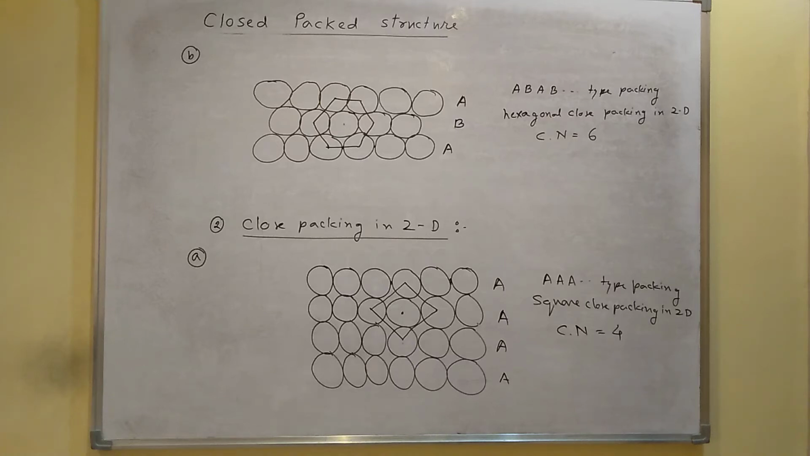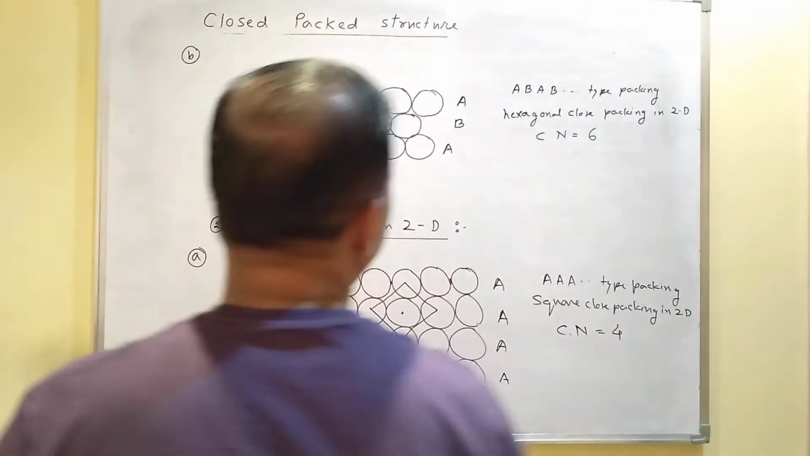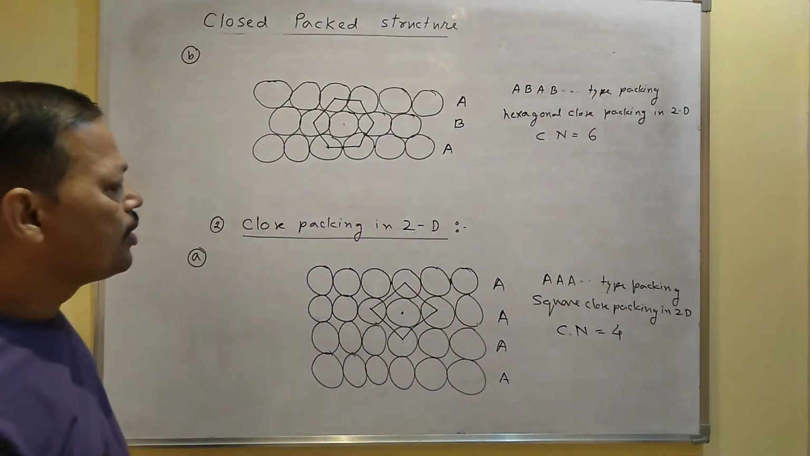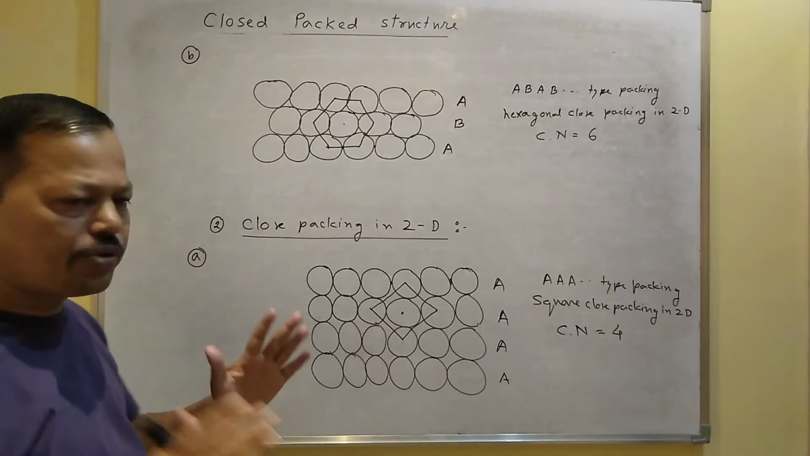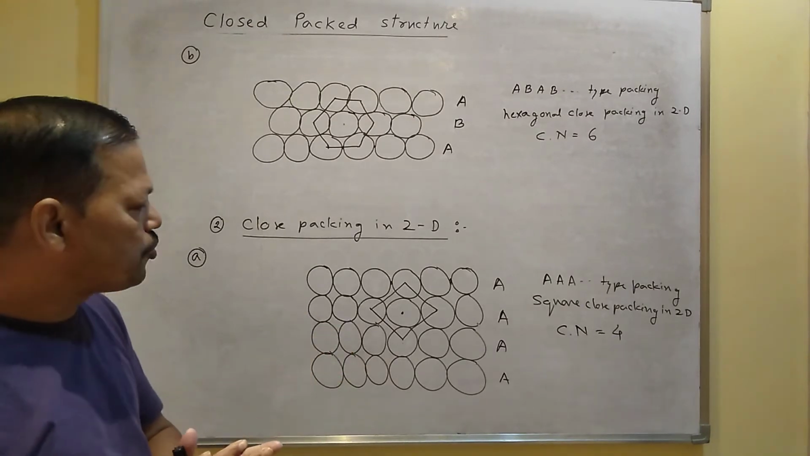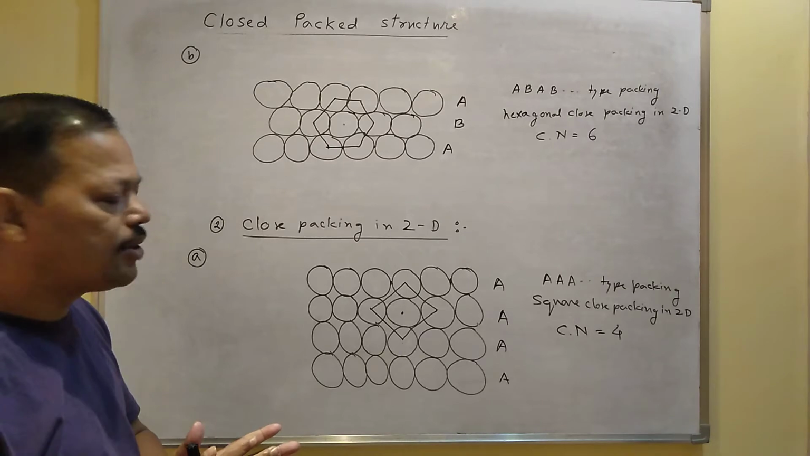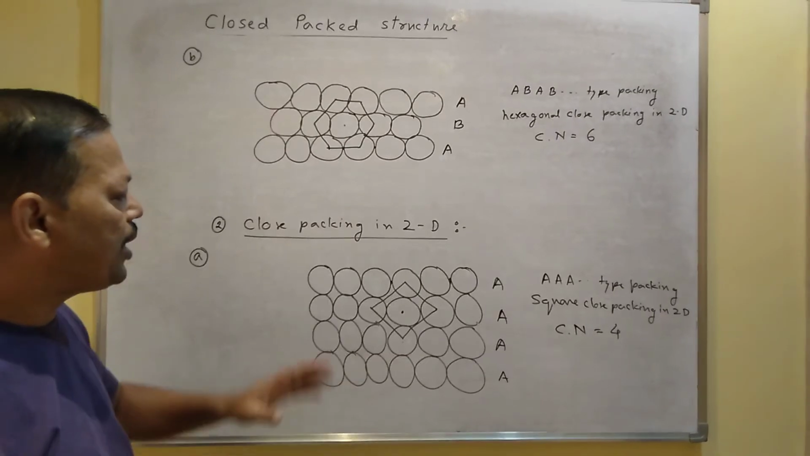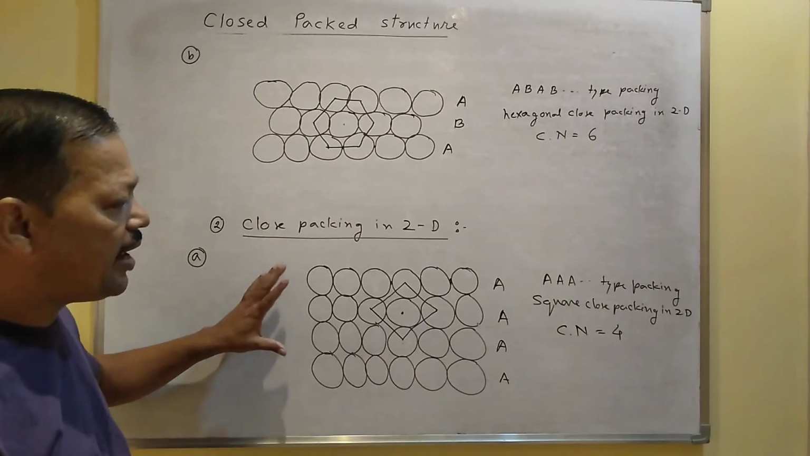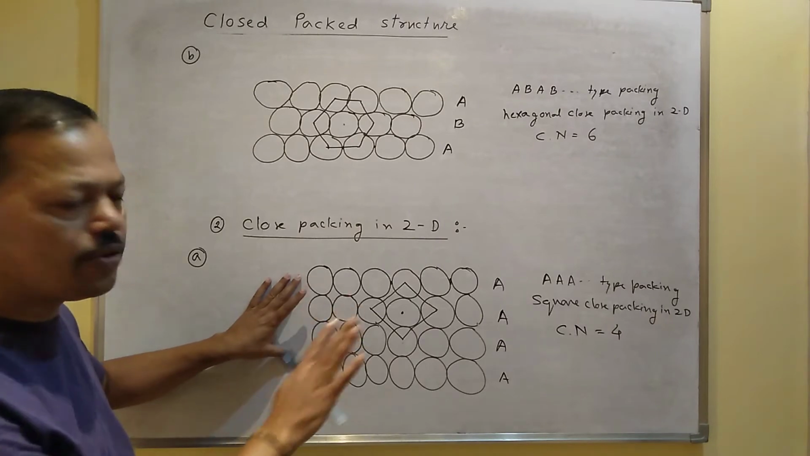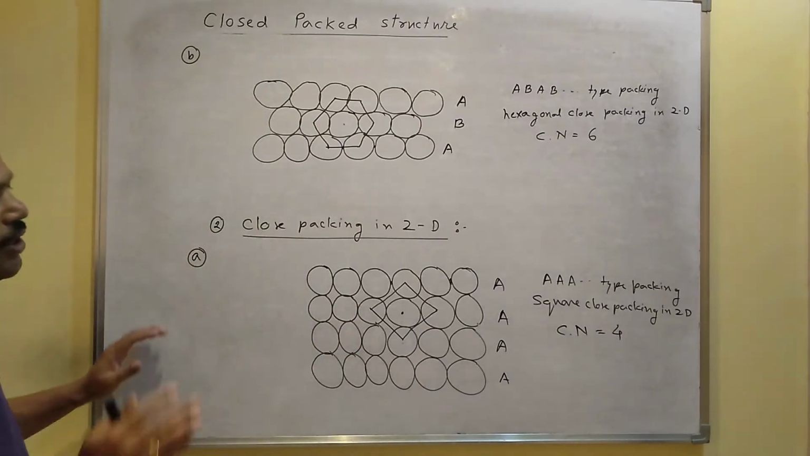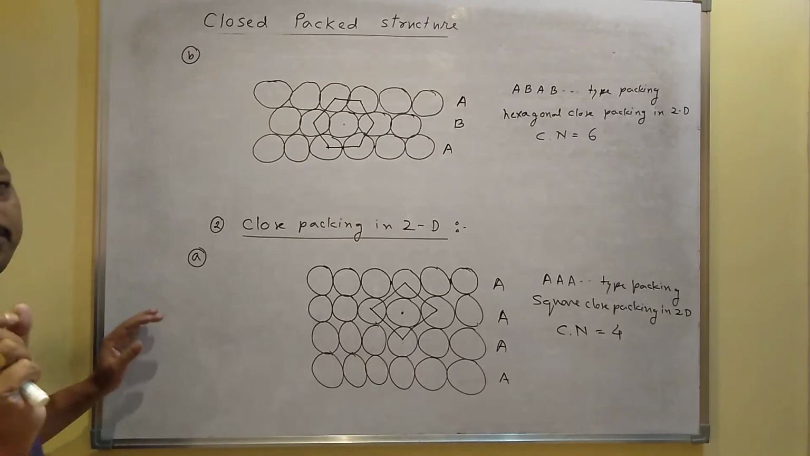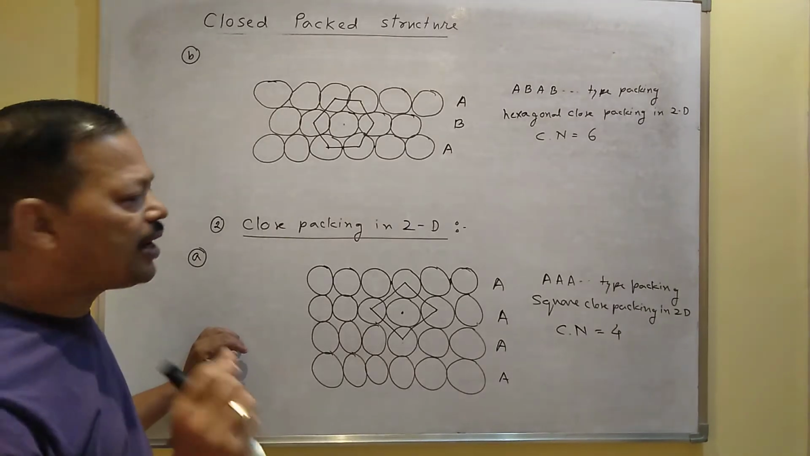Okay, now as you have got in 2D, there are two types of packing. One is square close packing and one is hexagonal close packing. Suppose I have supplied some marbles to you and you want to arrange the marbles two-dimensionally. You can arrange the marbles as square close packing or as hexagonal close packing. But do you know in which packing you will get less gap, I mean less vacant space?